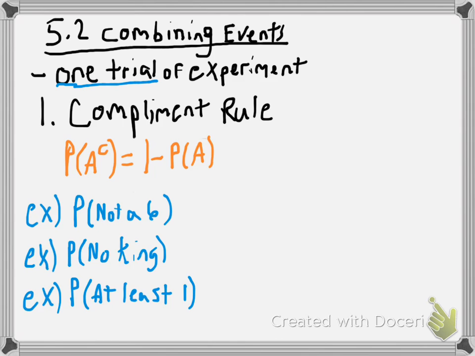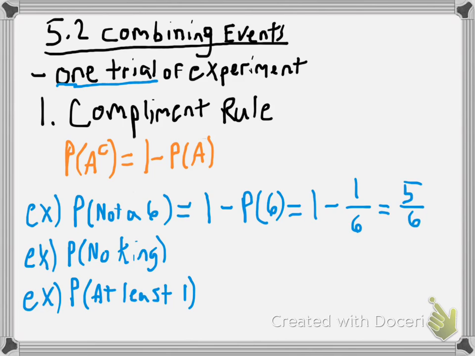So if we look at these examples here, I haven't told you what the experiment is, but I'll tell you now. For the first one, it's rolling a die, and we want to know the probability of not rolling a 6. Well, that's pretty simple. Not rolling a 6 is everything but a 6. So all we have to do is 1 minus the probability of rolling a 6, and that's 1 minus 1/6, which is 5/6.